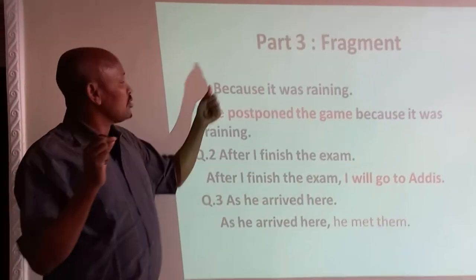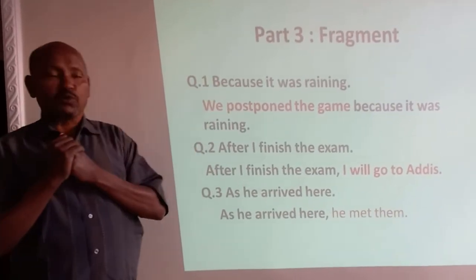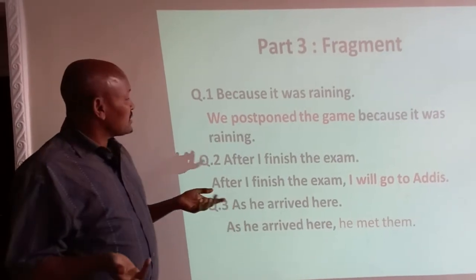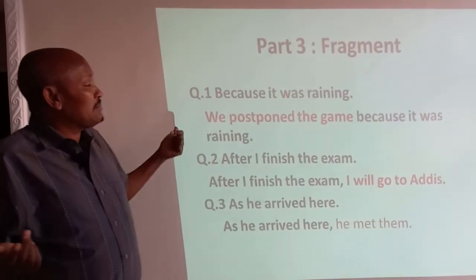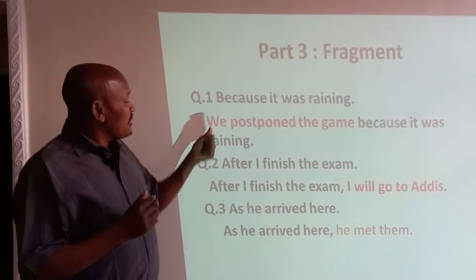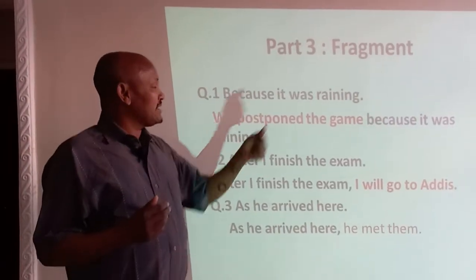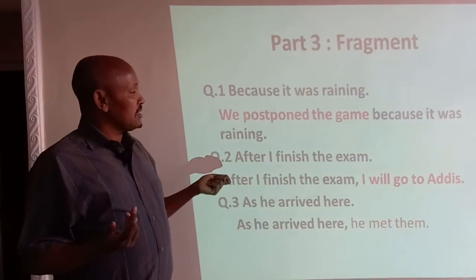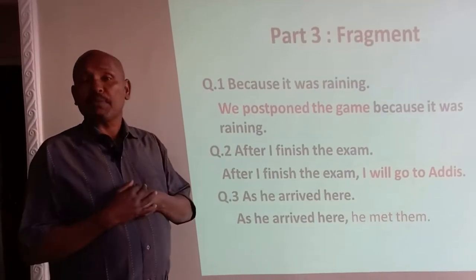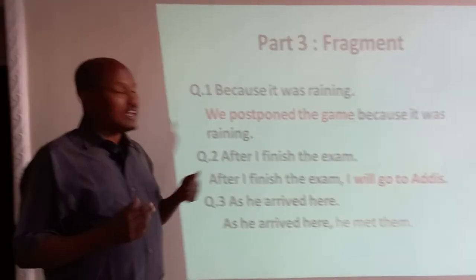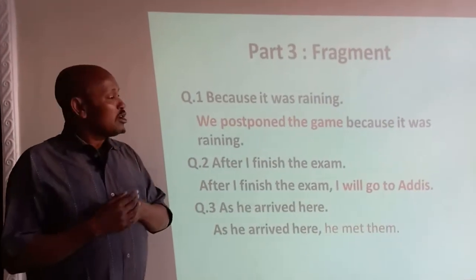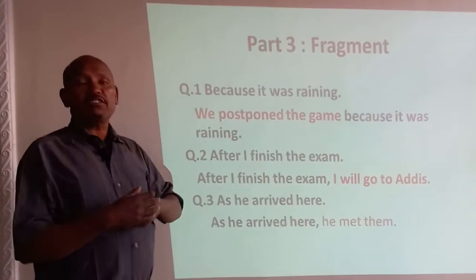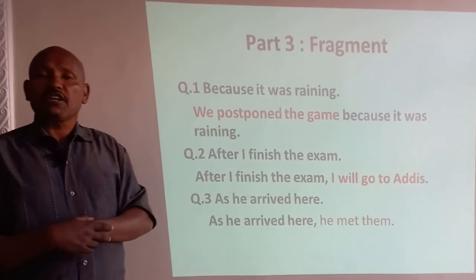The clause which goes together with this kind of clause. Because it was raining. So what happened then? Yes, we postponed the game because it was raining. Here we postponed, highlighted in red. We postponed the game because it was raining. Because it was raining is the dependent clause. We postponed the game is the main clause.